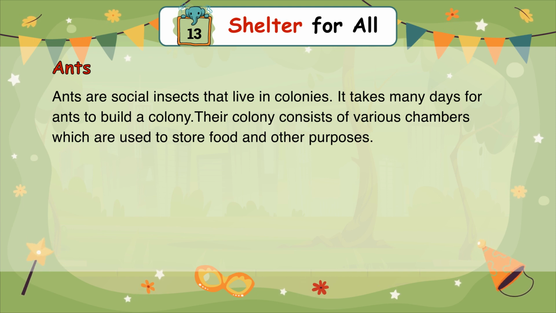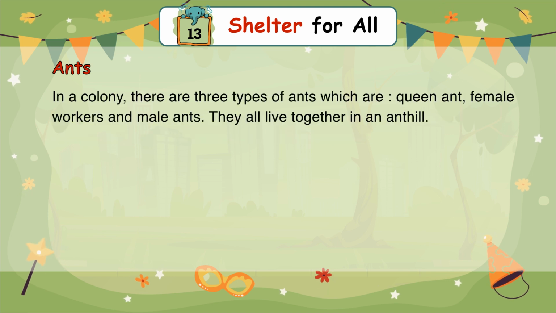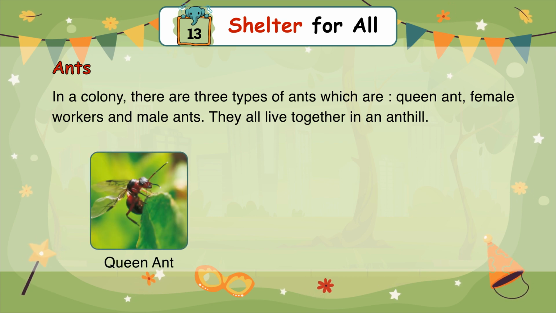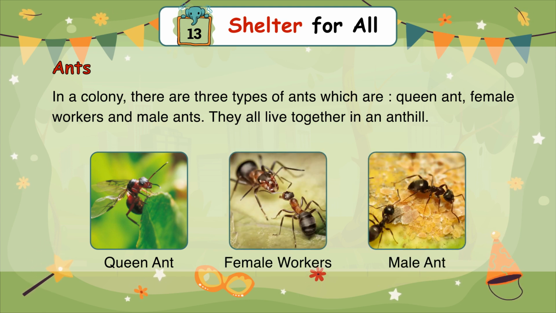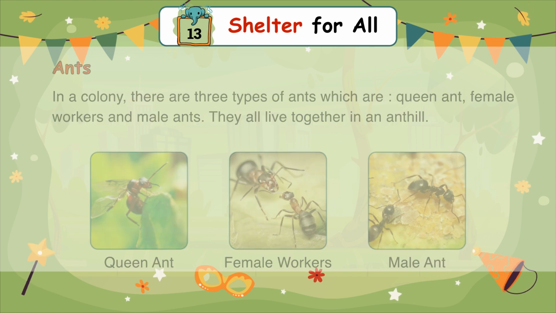Their colony consists of various chambers which are used to store food and for other purposes. In a colony, there are three types of ants, which are queen ant, female workers, and male ants. They all live together in an anthill.